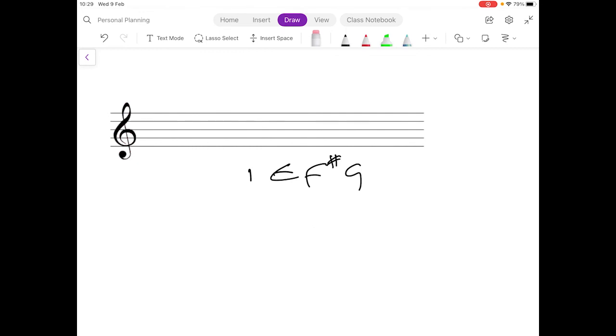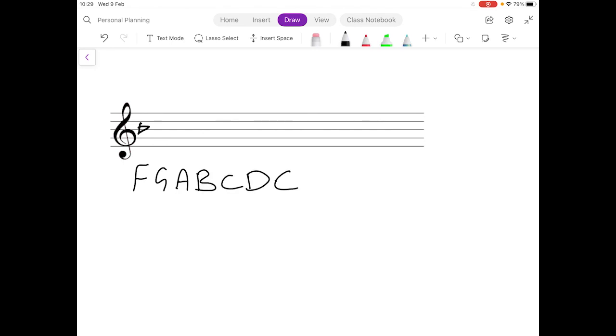Lastly, let's do F major. So we've got our key signature for F major, so the B flat. First thing we do, of course, get our tonic note, F, and go through the musical alphabet all the way up to F again. F, G, A, B, C, D, E, F. And then look at our key signature and go, okay, we've got a B flat there, so we need to make the B a B flat. And that's our F major scale.